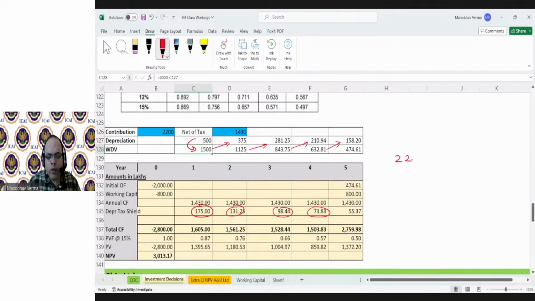Mind you, how did we calculate 1430? 2200 minus 65%. Sorry, 35% tax. So you're getting 1430. That is your profit before depreciation, I would say, cash flows before depreciation. And then we get a total, or rather I would say profit after tax before depreciation. And we have straight away added the depreciation tax shield.